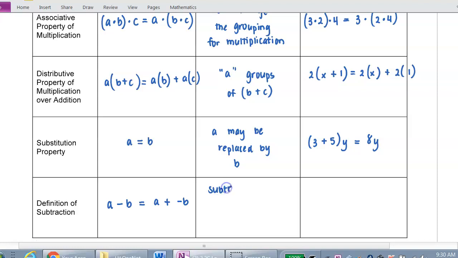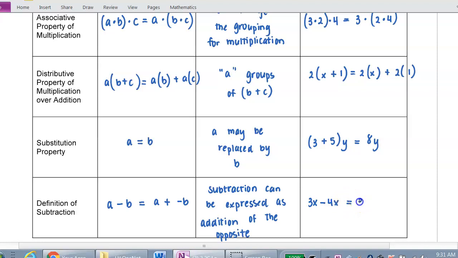And subtraction can be expressed as addition of the opposite. And again, we've been doing this since back in Module 2 when we first started subtracting integers. As an example, I can say that 3x minus 4x is the same as 3x plus negative 4x. So rewriting my expression as addition of the opposite.